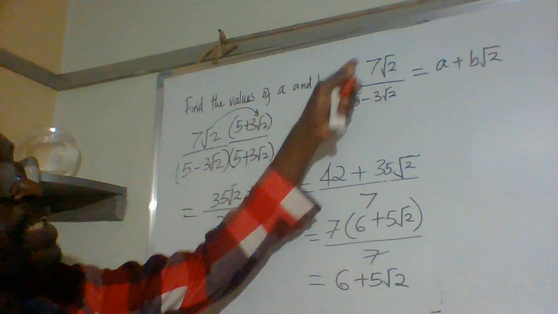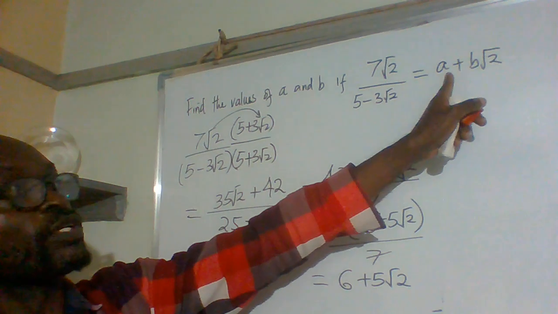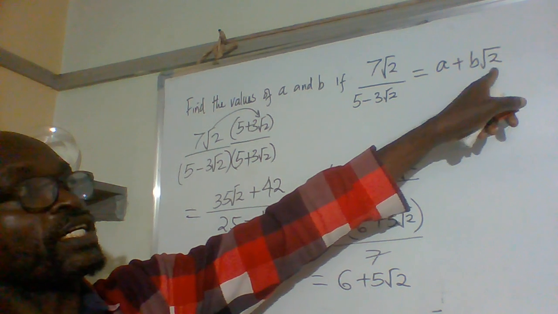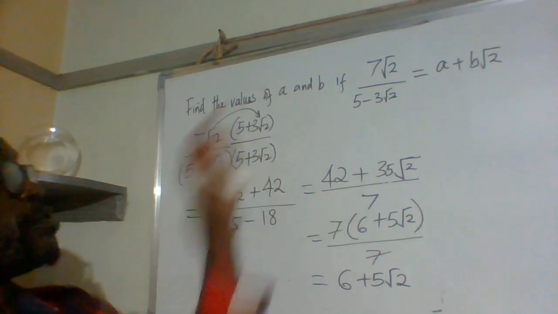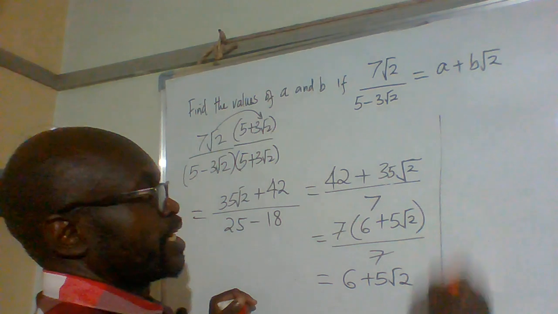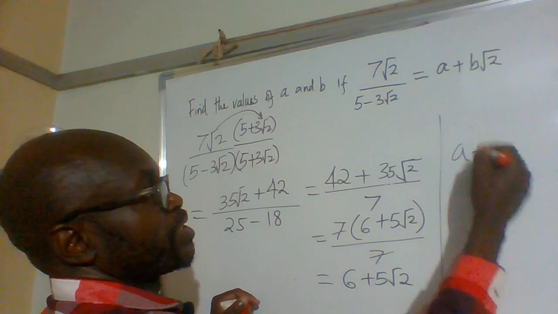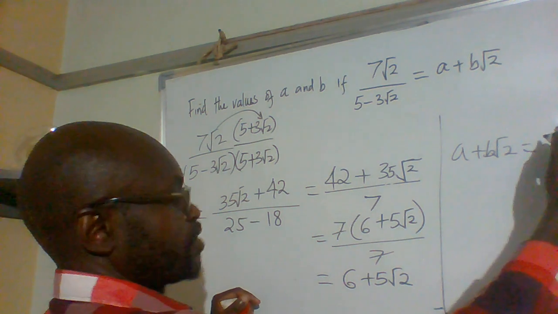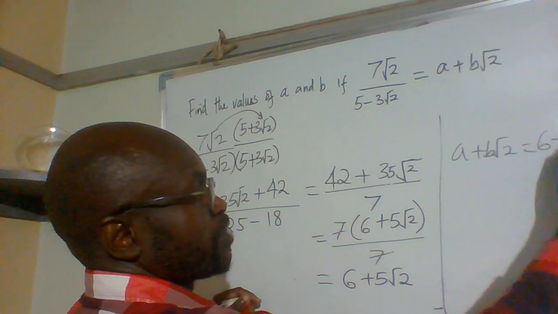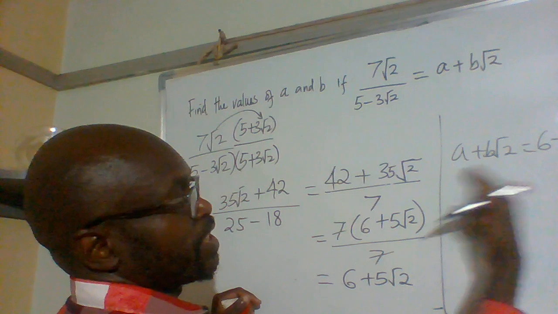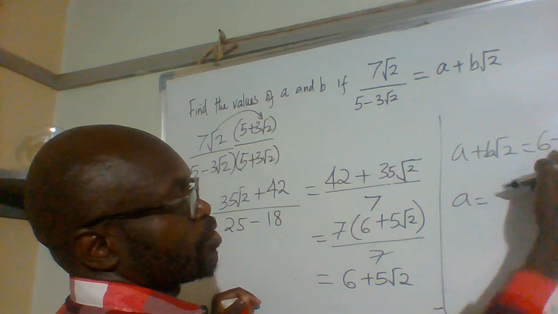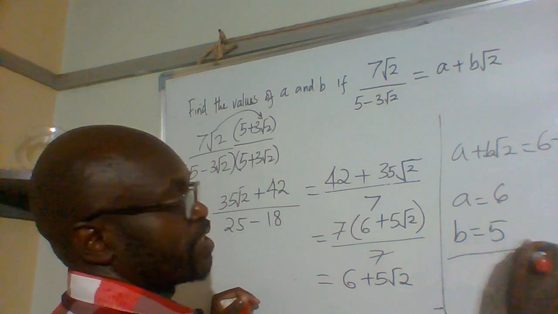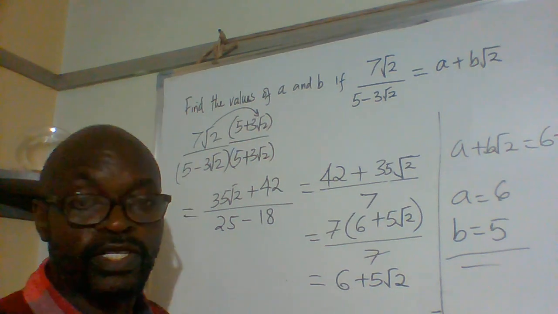And you are told that this fraction is equal to a plus b root 2. And then we are asked to find the values of a and b. So you can see here, a plus b root 2 is equal to our final answer from what we've worked out, 6 plus 5 root 2. So you can see here, a corresponds to 6 and b corresponds to 5. Those are the solutions to the question that you are given.